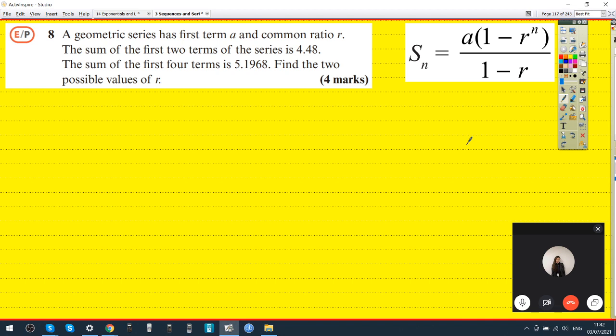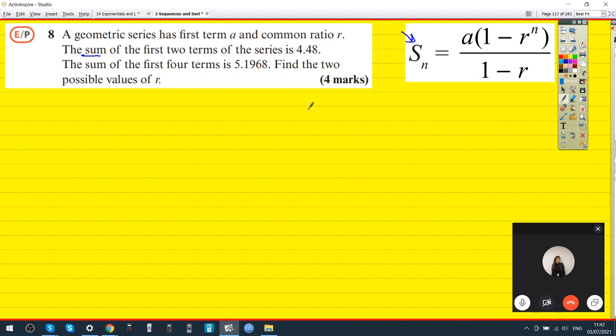So for this, you want to use the other equation, right? Which is Un equals ar to the power of n minus 1. Now, that would be if it was the second term is this and the fourth term is this. The sum to two terms. Oh, this is the sum formula.